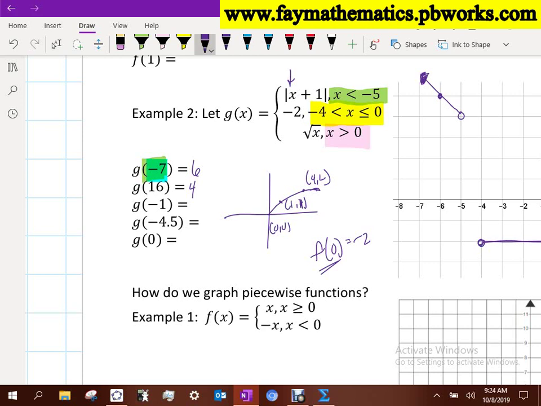So -1, well, I'll put -1 in. Which one of these? The yellow one, right? -1 is in that interval. So I input it into that, and I get -2 back. Okay? What about -4.5?